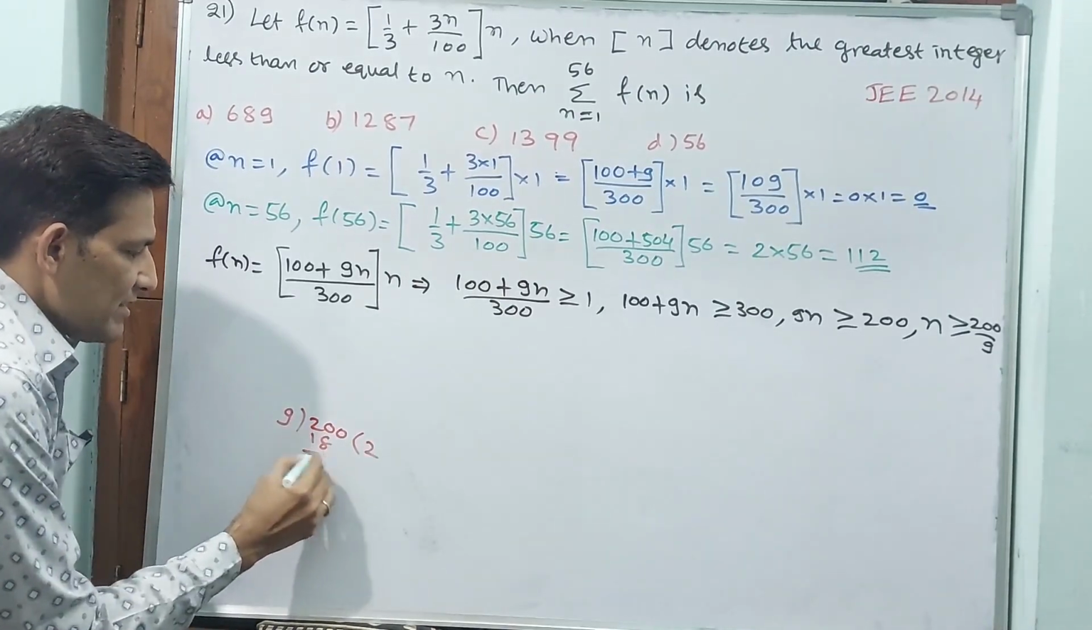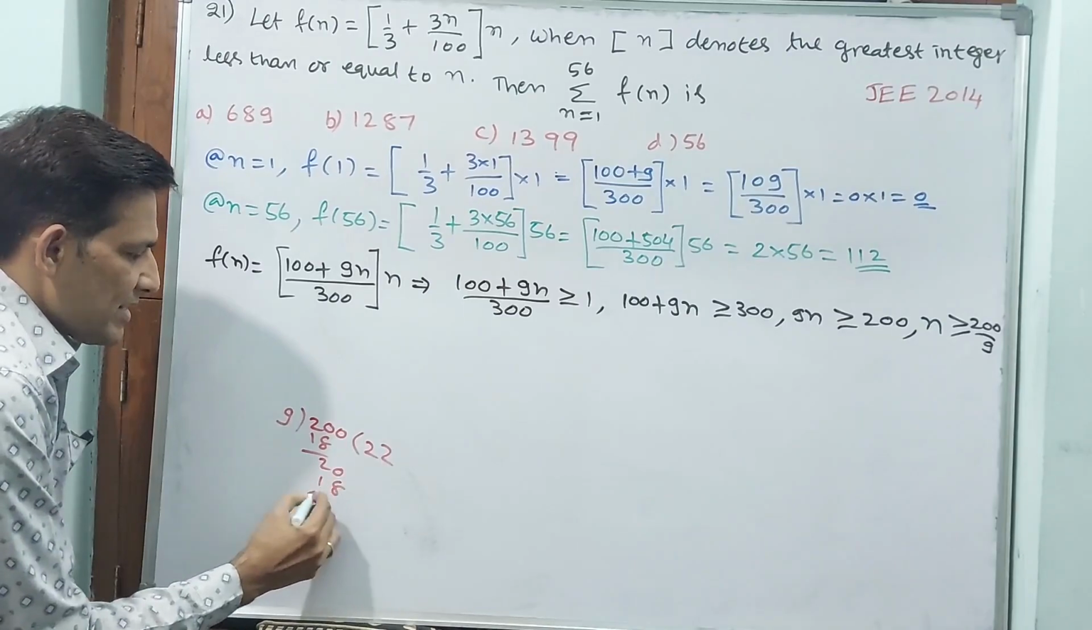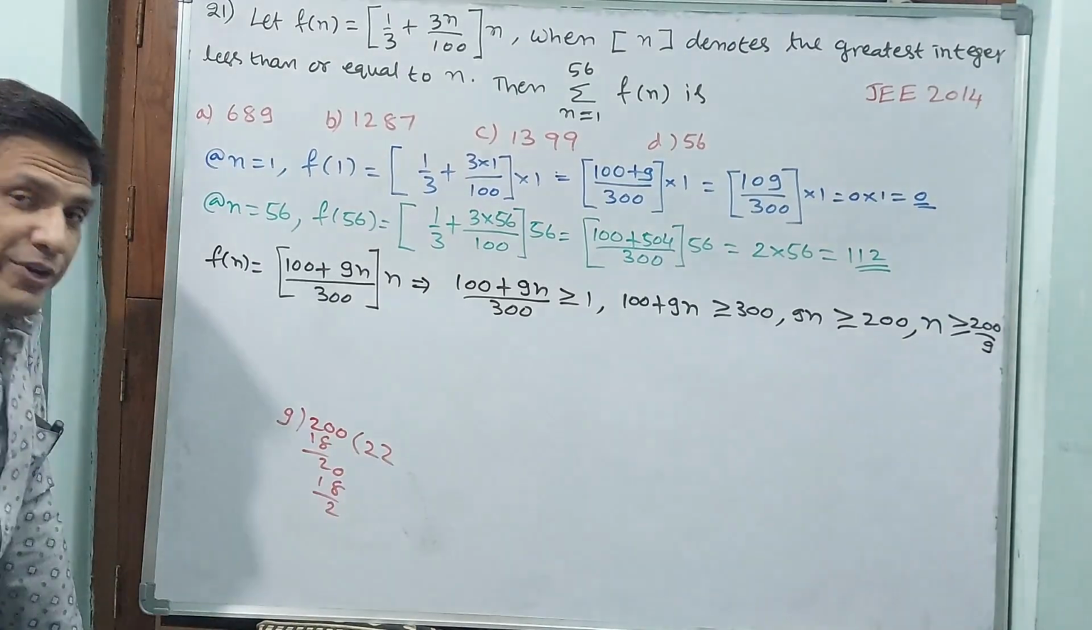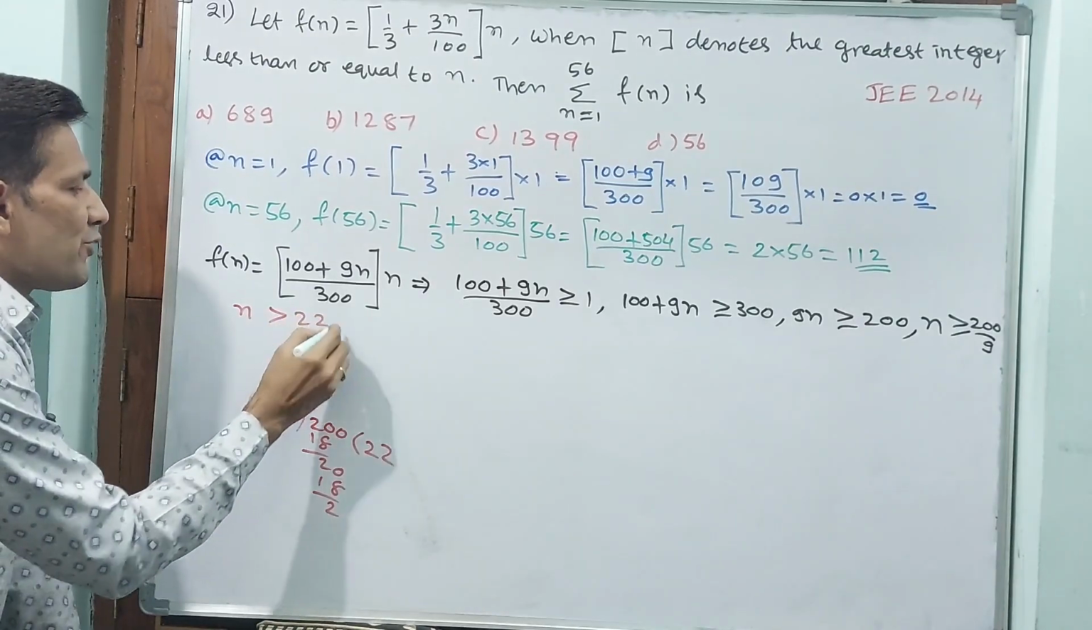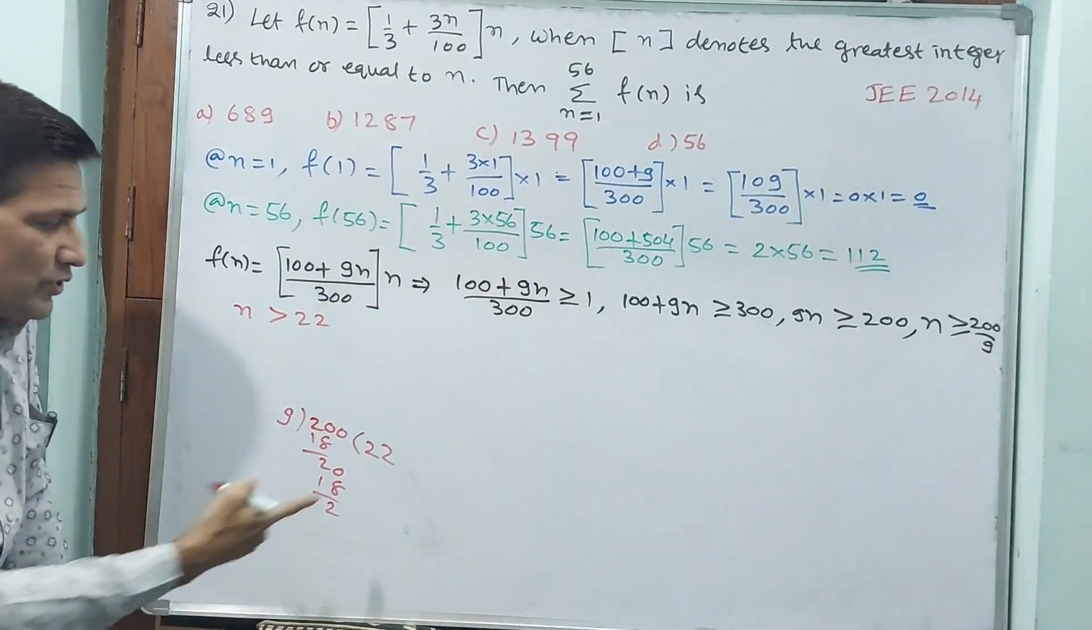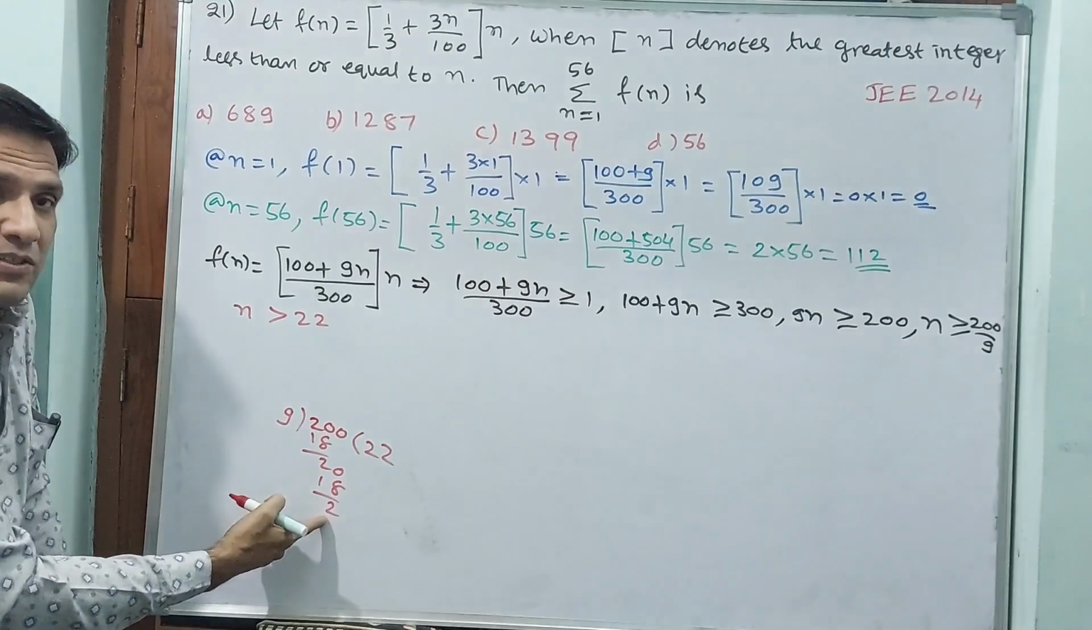9 2s are 18, again 20. 9 2s are 18, again 2 will come. But that point you need not do. That means at least n should be greater than 22. Exactly not 22. Even if you give 22, a fraction is coming.